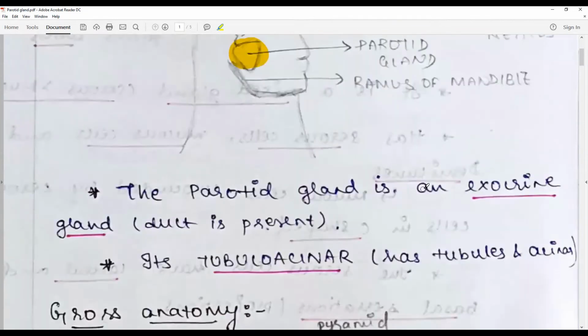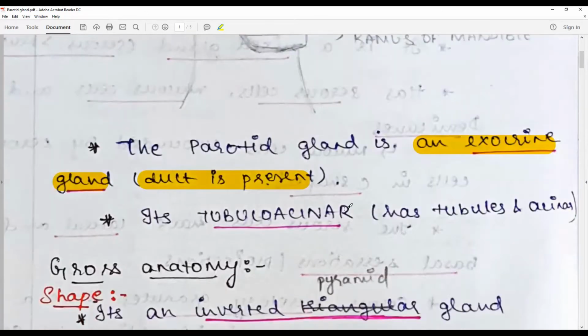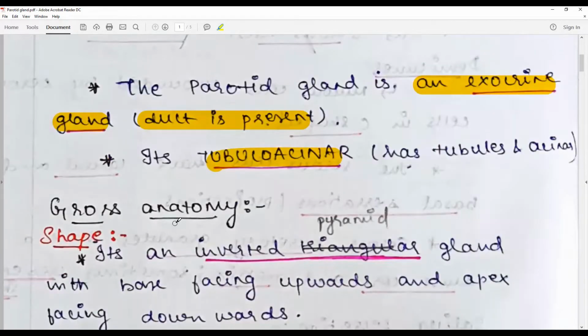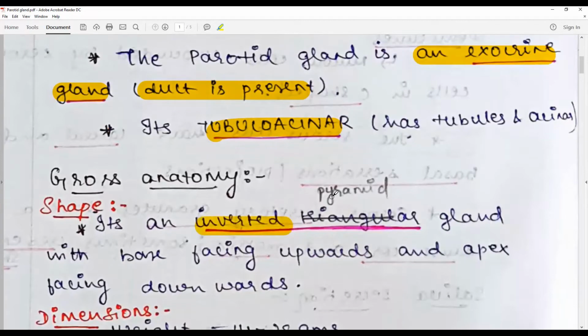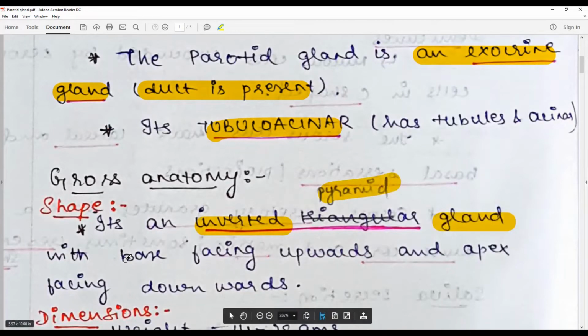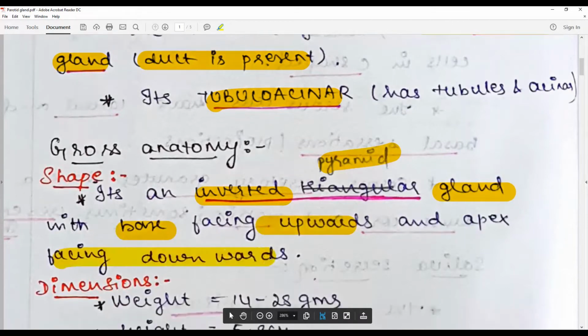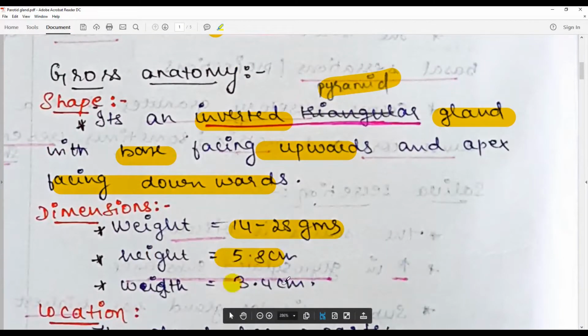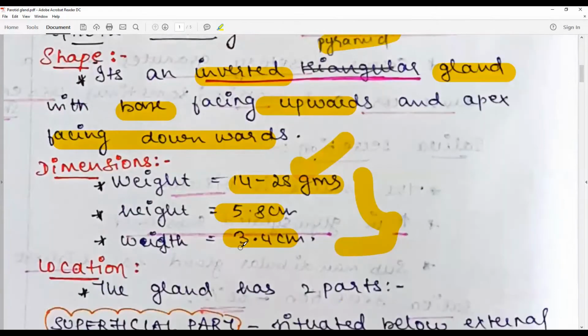The parotid gland is an exocrine gland, meaning a duct is present. This is the first point you write, and it is tubulo-acinar, has tubules and acini. The gross anatomy shape: it is an inverted pyramidal shaped gland with the base facing upwards and apex facing downwards. Weight is about 14 to 28 grams, height is about 5.8 centimeters, width is about 3.5 centimeters. When writing this, I would prefer you to give a range rather than accurate numbers.